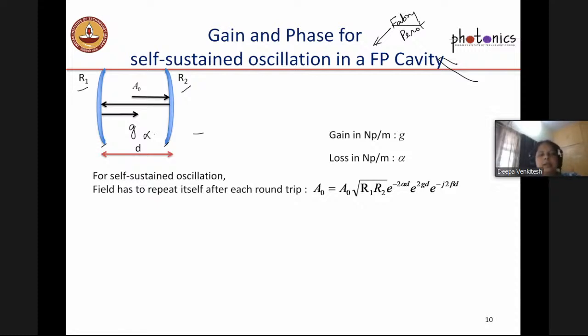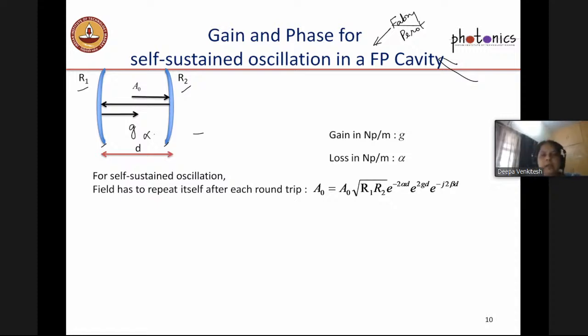We are trying to write the condition for sustained oscillation. This is like your Barkhausen condition in an electronic oscillator. This is nothing different from an electronic oscillator. In an electronic oscillator also you have a feedback, and here the feedback is given by mirrors. There it could be a resistor-capacitor pair and so on, right? And for sustained oscillation, we are saying that the gain is approximately equal to the loss.